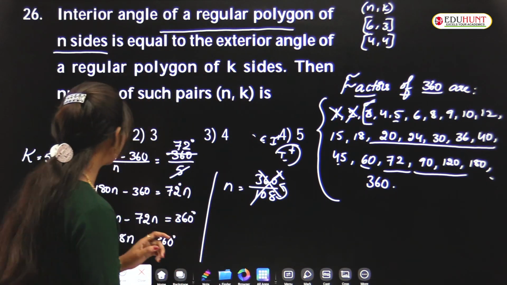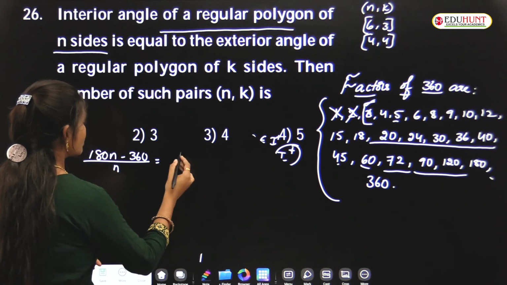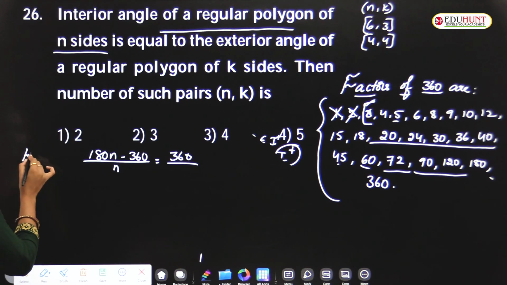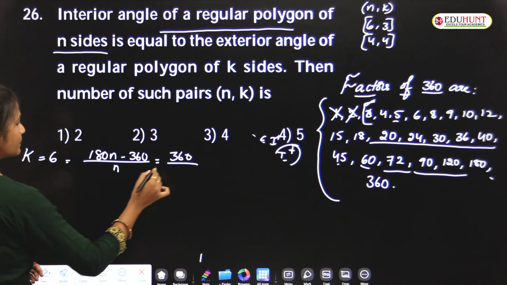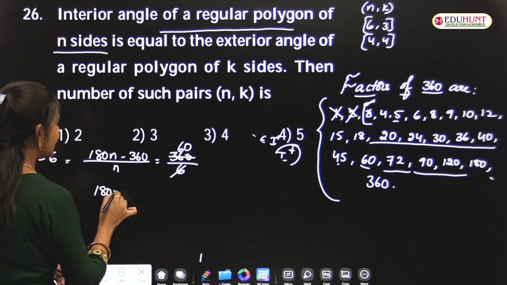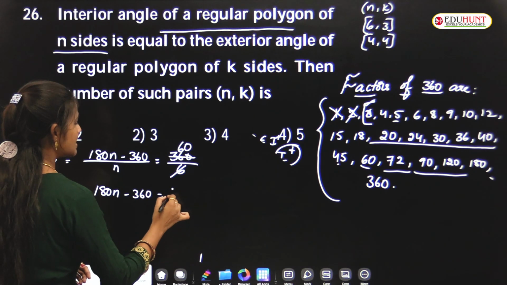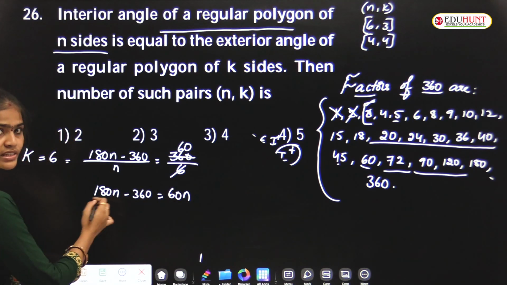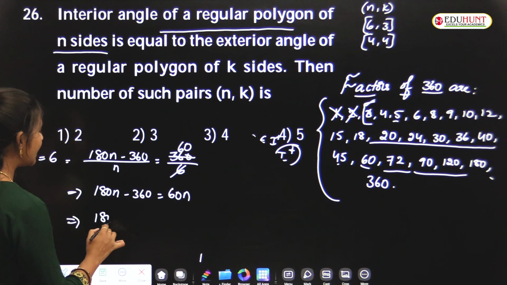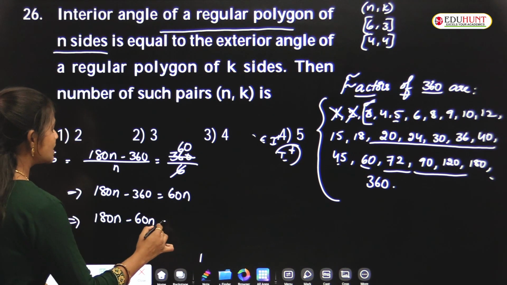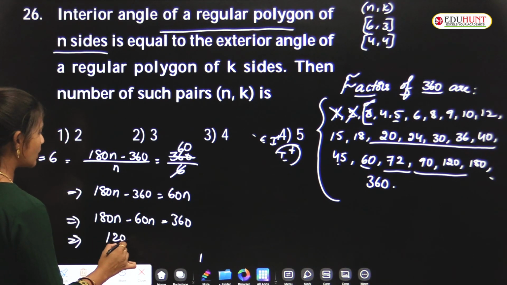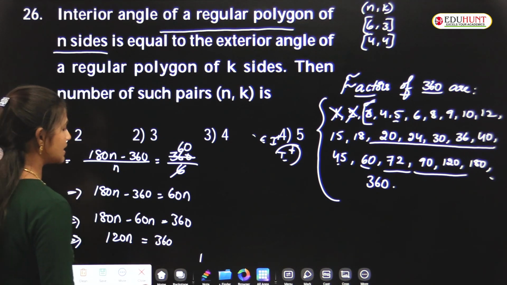Okay, let us go for another one. So 5 completed, no? Let us check 6. So k is equals to 6. 6 60s. So 180n minus 360 is equals to 60n. Already you know this step, how you got that? So directly I am telling this one. So from this one, 180n minus 60n, which is equals to 360. So 180n minus 60n is equals to 120n is equals to 360.